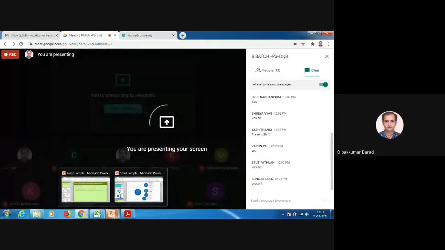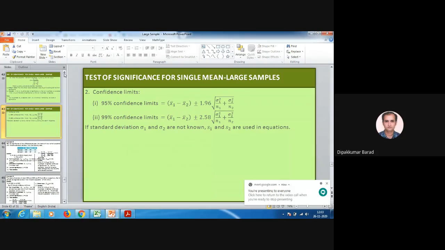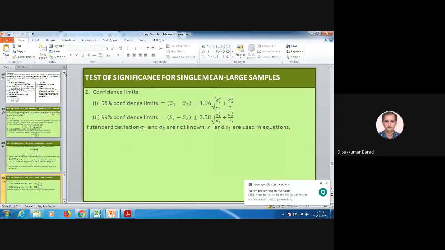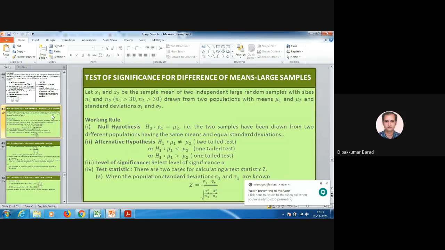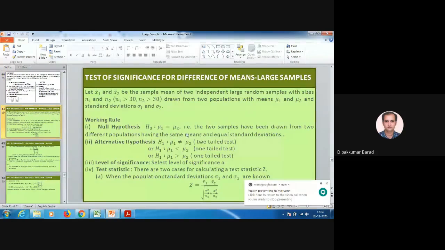Sample test for difference of proportion. Last, single mean we have discussed. Now difference of mean. Last example, 14 number example, which we have discussed.